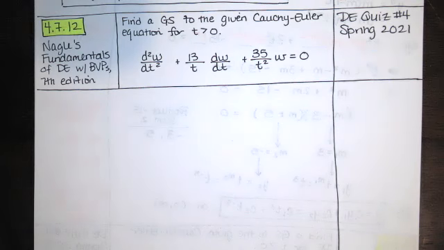In this video, we solve problem 4.7.12 from Nagle's Fundamentals of Differential Equations with Boundary Value Problems, 7th edition. We're asked to find a general solution to the given Cauchy Euler equation for t greater than 0, and we have this.